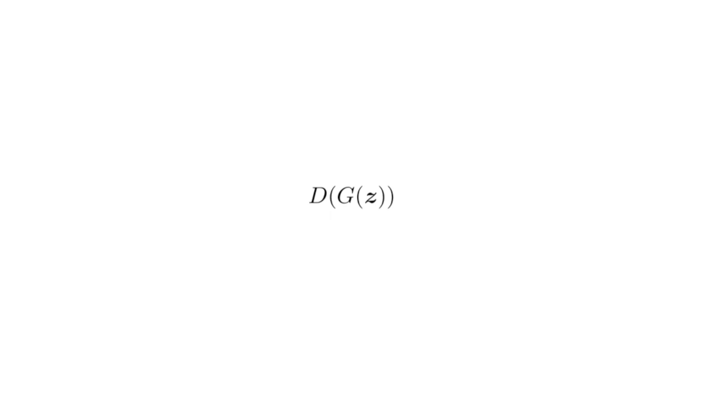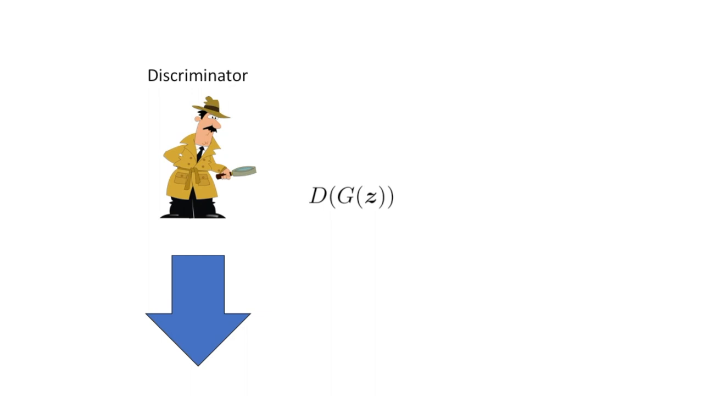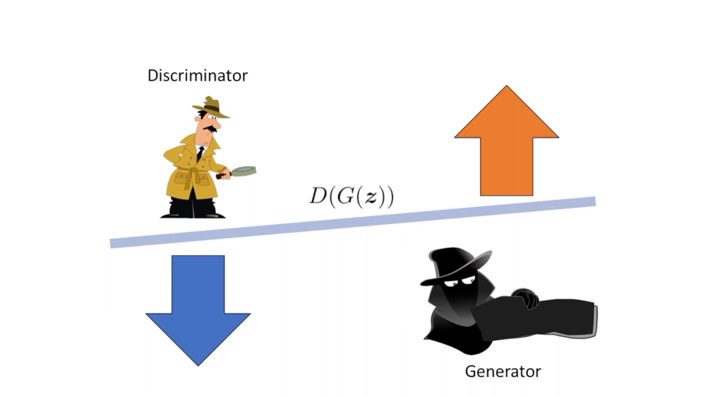The discriminator wants D of G of Z to be as small as possible, or to have confidence that the fake sample is in fact fake. But since the generator wants to fool the discriminator, it wants this value to be as large as possible, or for the discriminator to think the fake sample is real with high confidence. This sets up the adversarial game.